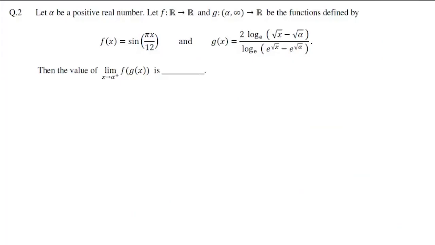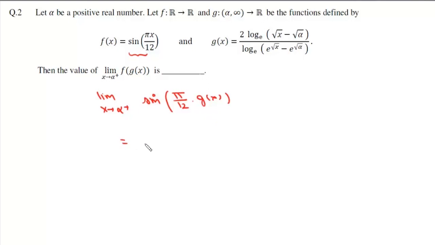Now in this question, we are given two functions, fx and gx, and we need to find this value of limit x tends to alpha positive f of gx. Now clearly this function fx, it is a continuous function. So when f is continuous, we can take this limit inside. So we can actually write this limit as limit x tends to alpha positive sine pi upon 12 into gx.